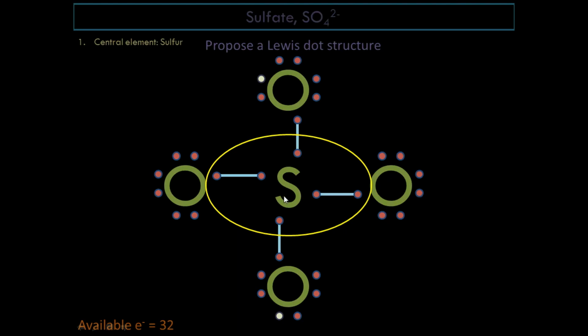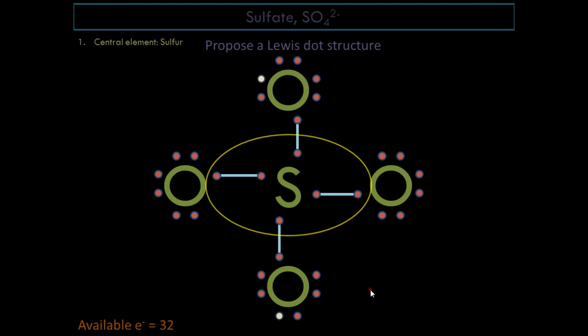Initially we have a drawing where sulfur has 6 electrons. Now this oxygen has 6 electrons, and we added an extra electron here. So this is just for purposes of illustration. We are trying to derive the correct Lewis dot structure for sulfate.